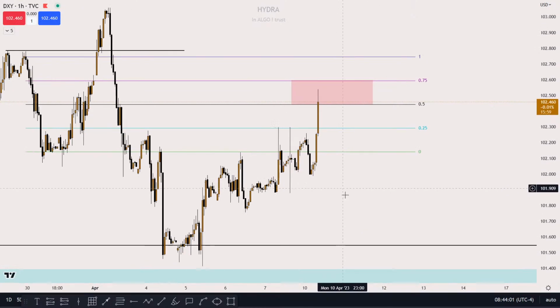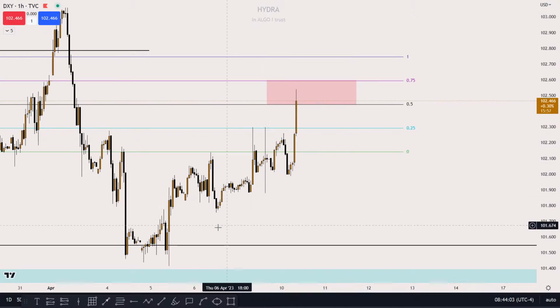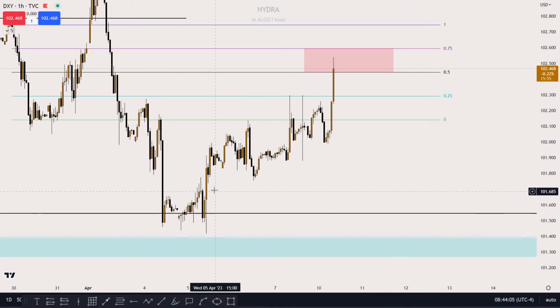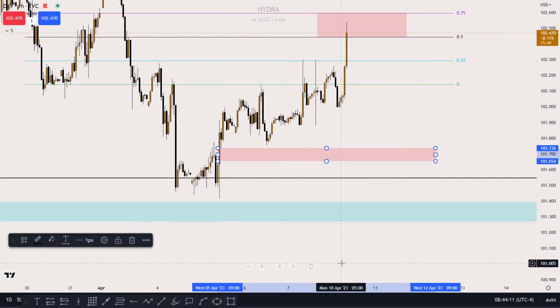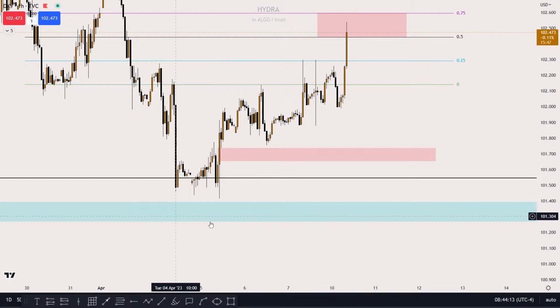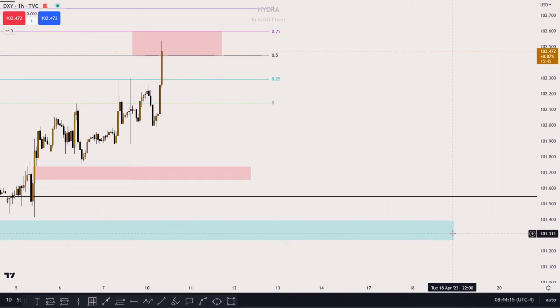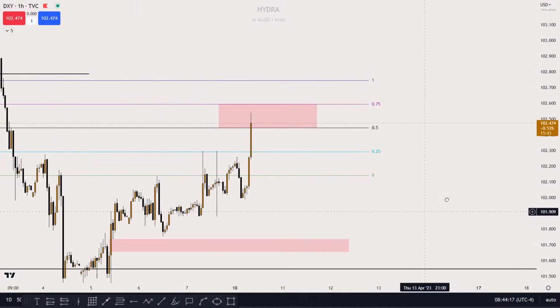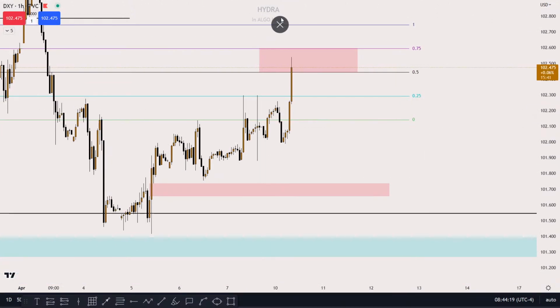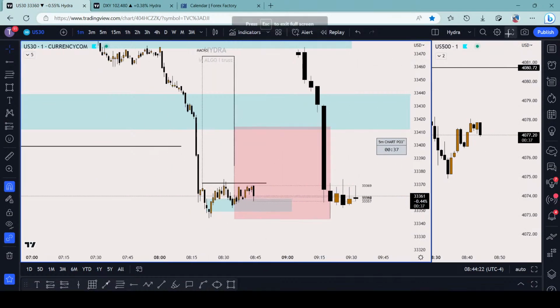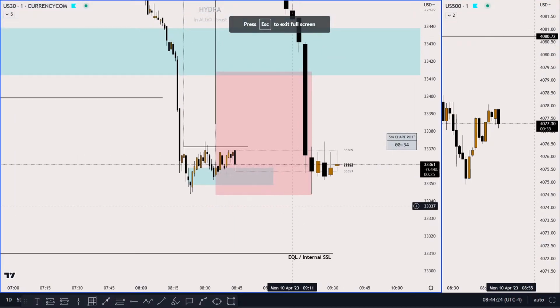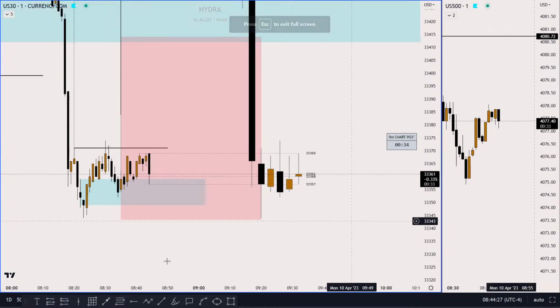Until then, I'm bearish. And we do have relative equal lows on dollar on the downside, and then we have an unfilled fair value gap here. Let me mark it for you. That's the unfilled fair value gap, and below that we have another unfilled fair value gap, right? So let's see what dollar does. Okay, so what do you see here? What is price doing? Chopping around.